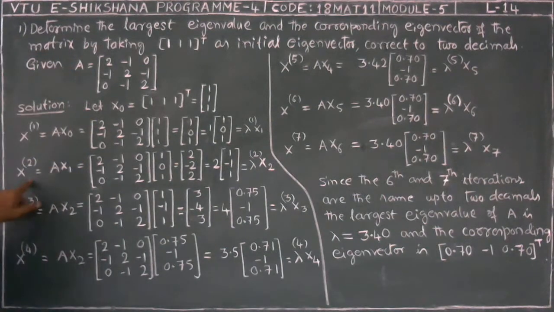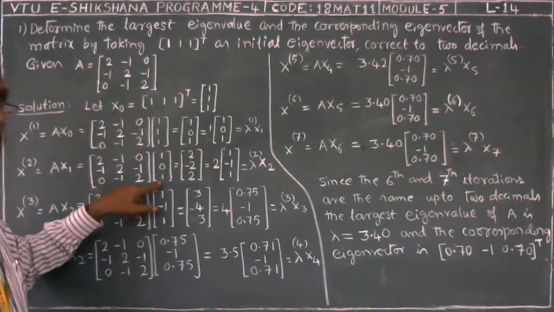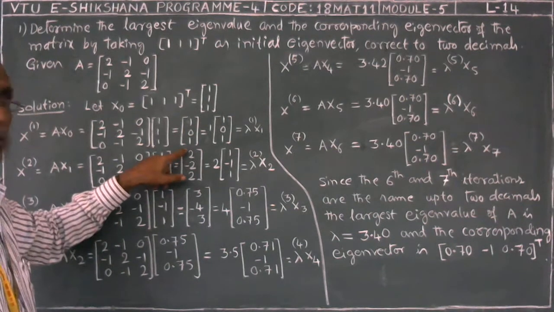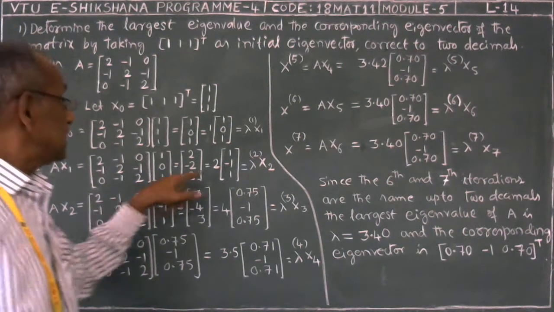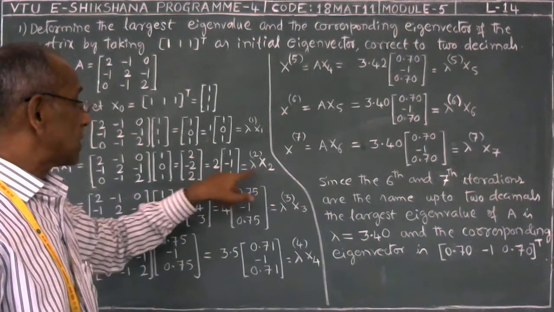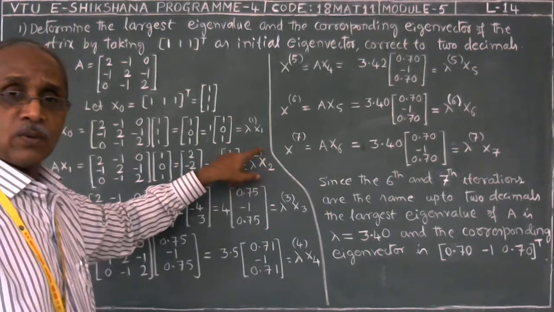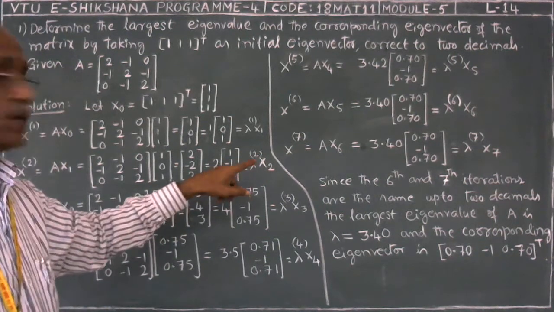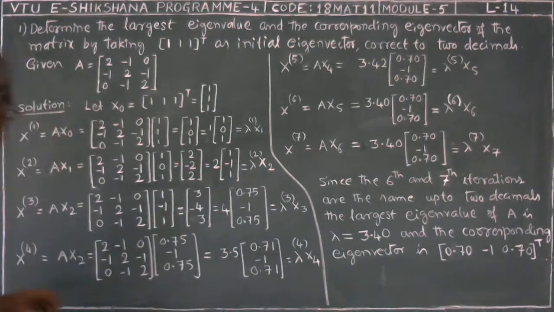Now, as a second approximation, x2 is computed like this: A into x1, and after multiplying A and x1, we obtain the column matrix 2, minus 2, 2. So 2 being the largest entry, taking out 2, we get 2 into 1, minus 1, 1. We write this as lambda 2, x2. Lambda 2 is the second approximation to the eigenvalue, and x2 is the second approximation to the corresponding eigenvector.